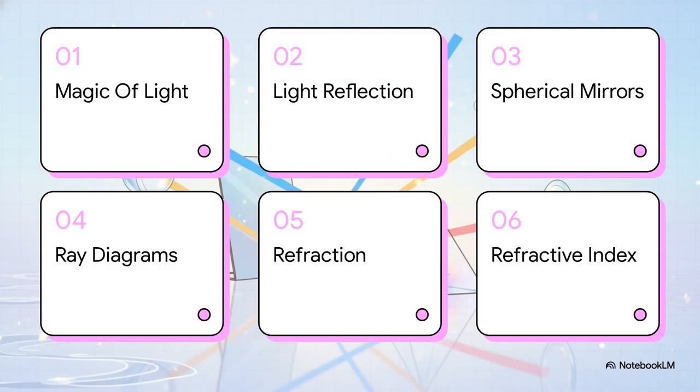So, here's our roadmap for today. First, the magic of light. Second, bouncing back, light reflection. Third, spherical mirrors explained. Fourth, rules of ray diagrams. Fifth, bending light, refraction. And finally, demystifying refractive index.